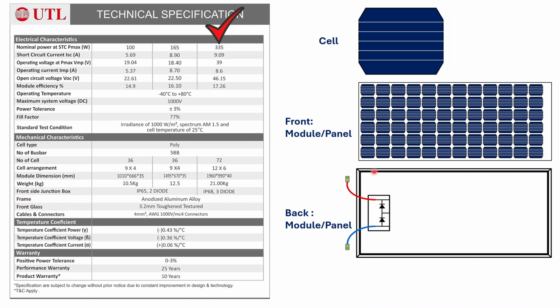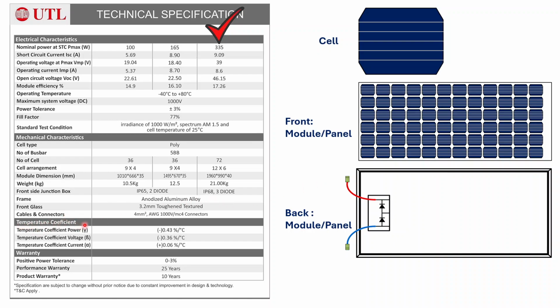Then there is the frame. This is the frame of the solar panel. Then there is front glass placed on the solar panel so that these cells can be protected from environmental damage. Then there are cables and connectors. The cables can be of minimum 4 mm square, and the voltage rating of the cable should be 1000 volt. And the connectors, these green icons, are shown as the connectors. They can be MC4 connectors.